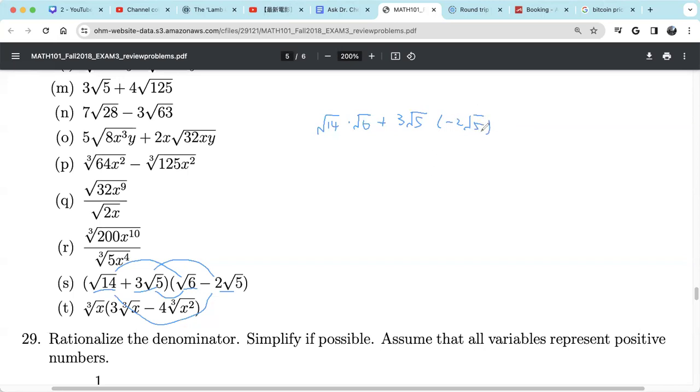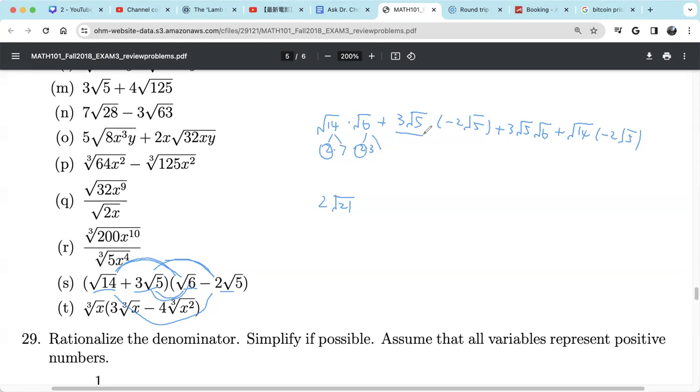Right? So we get this one, first times the first, second times this one. Then we have the second times the first, plus 3 radical 5 times radical 6. Then the first one in the first times the second one in the second, which is plus the square root of 14 times negative 2 radical 5. Now we simplify. 14 is 2 times 7, 6 is 2 times 3. So 2 squared, so 2 comes out. And under the square root we still have 3 times 7, which is 21.